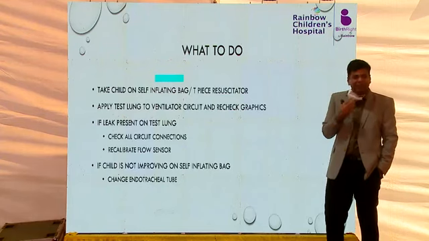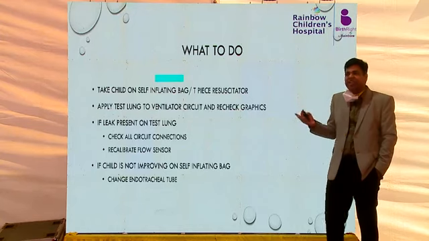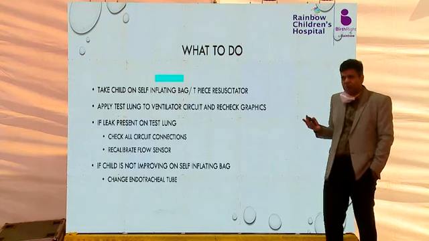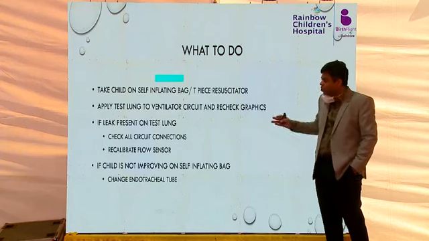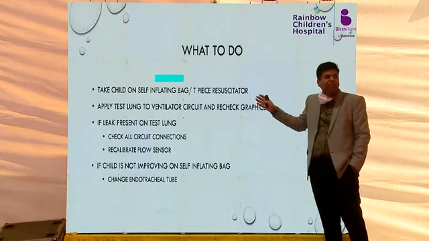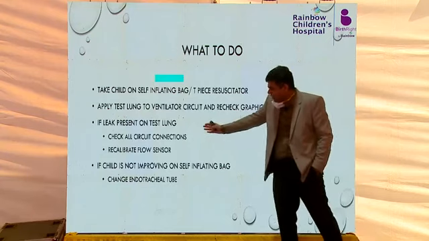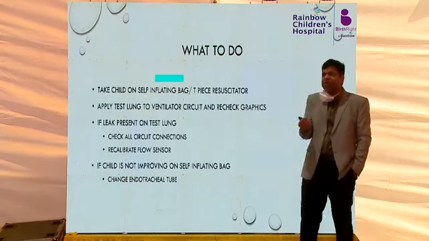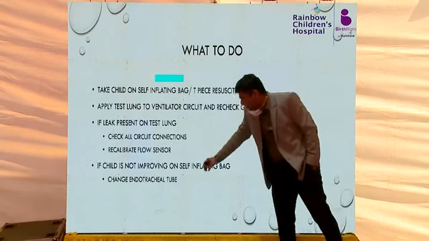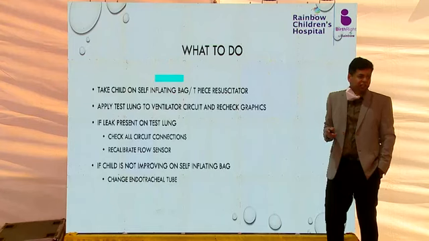that's a true leak. But sometimes the flow sensor is faulty, sometimes there is water in the circuit, and all these things can lead to it. If the flow sensor is faulty, it may calculate the leak as more. So on the safer side, before changing the tube, you should do this maneuver. If you find that on the test lung also the leak is that much only, then you should change the endotracheal tube. If the leak is present on the test lung, check all the circuit connections. Sometimes a connection has been disconnected, because of which the leak is coming. You can recalibrate the flow sensor, and if the child is still not improving, then you can change the endotracheal tube.